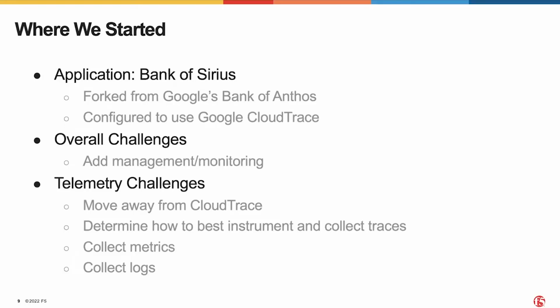Looking back at where we started with MARA, we forked the Google Bank of Anthos, and that was configured to use all the Google services, including CloudTrace. So our fork is called Bank of Sirius. And our challenges were to add management and monitoring. And that's what MARA is. It's all the pieces that support the Bank of Anthos. It's designed to support additional applications in the future, but our starting point was Bank of Anthos.